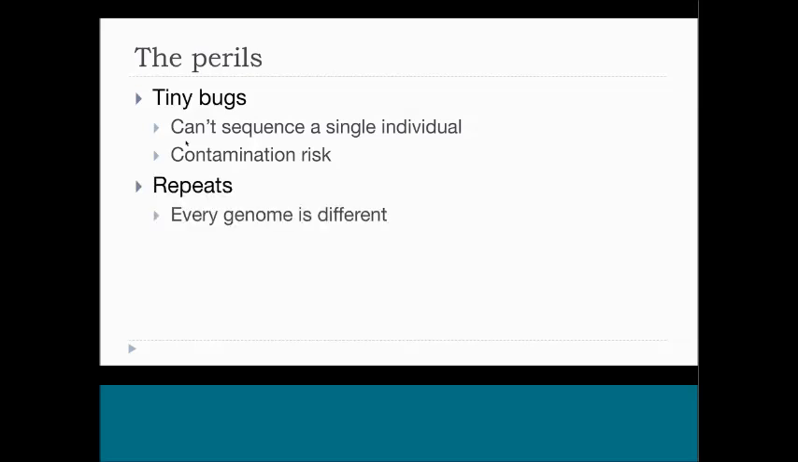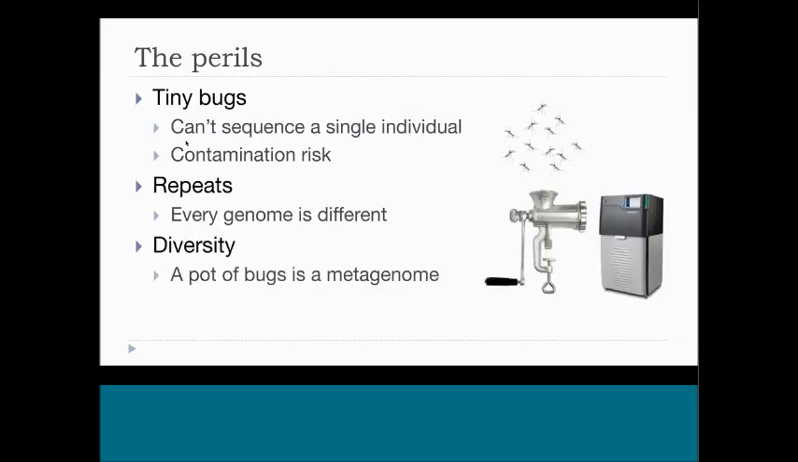The next peril is repeats. Human genomes actually are quite easy to assemble, and every human genome is very similar to every other human genome. When you get to something as broad phylogenetically as all insects or arthropods, every genome is its own unique snowflake and has its own repeat content that can pose its own challenges.